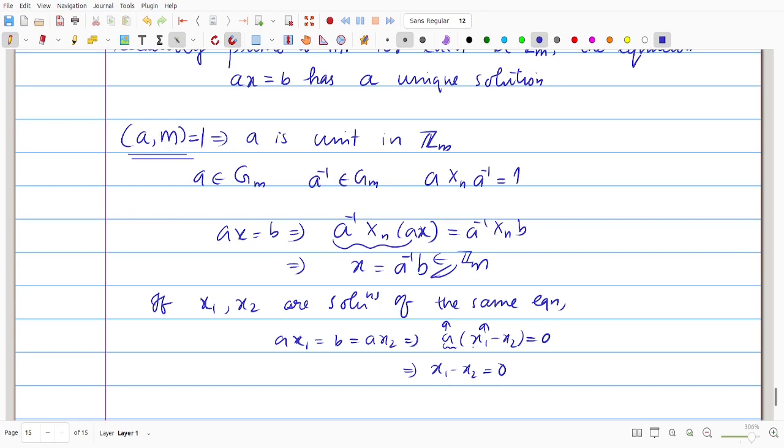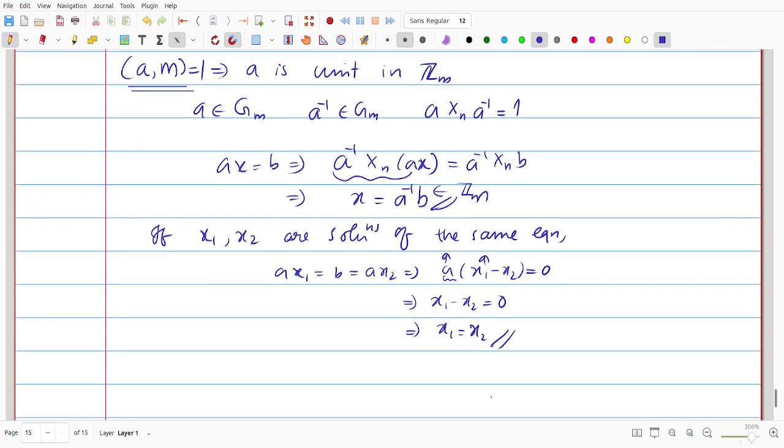Which implies x1 minus x2 equals 0. Otherwise this A would have been a zero divisor, so that will be a contradiction. So we can say that x1 minus x2 equals 0, so x1 equals x2, which shows that if there exist two solutions, then they are the same. So this is Theorem 20.10. Next we prove the consequence of this theorem as well.